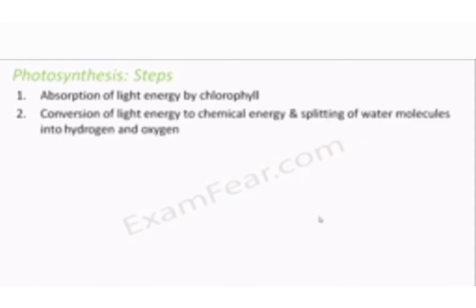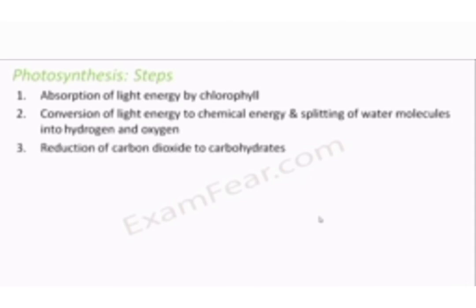So let us quickly review the steps of photosynthesis in order. The first thing that happens is absorption of light energy by chlorophyll. The green pigment present inside the leaves will absorb the light energy from sunlight. Then comes conversion of this light energy into chemical energy and splitting of water molecules into hydrogen and oxygen. So this light energy is converted to chemical energy, and the water molecule splits into hydrogen and oxygen, and that hydrogen is emitted out as a gas.